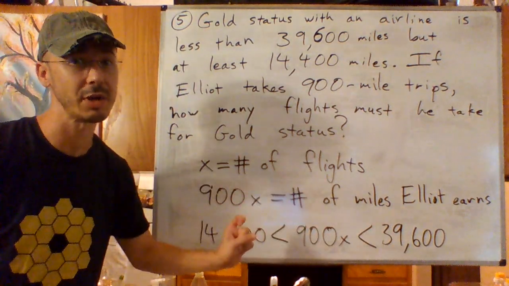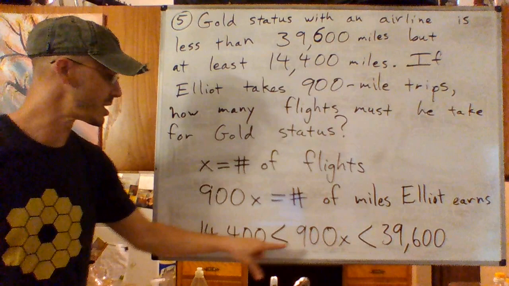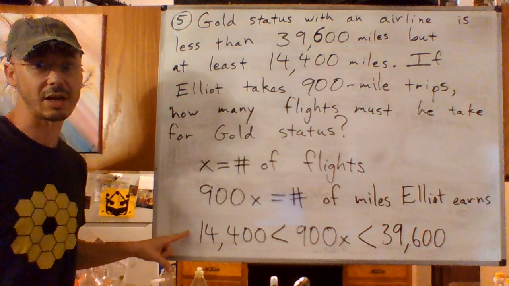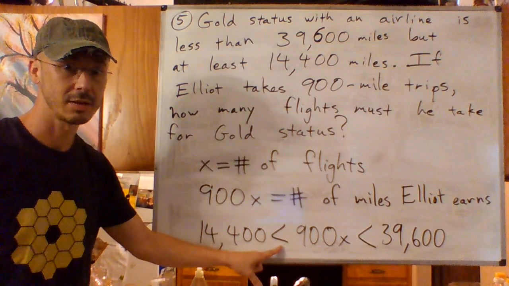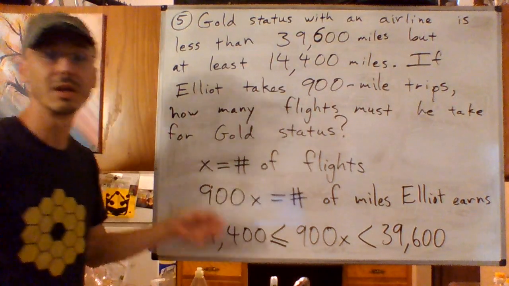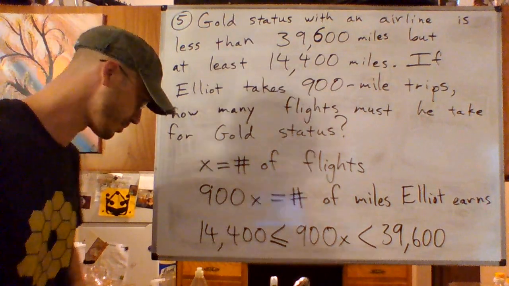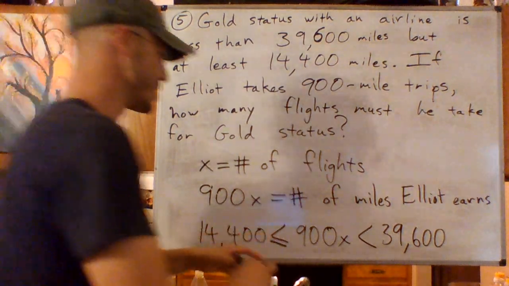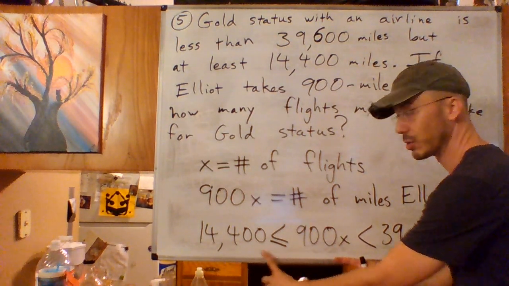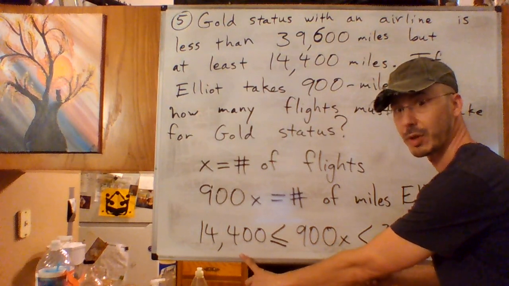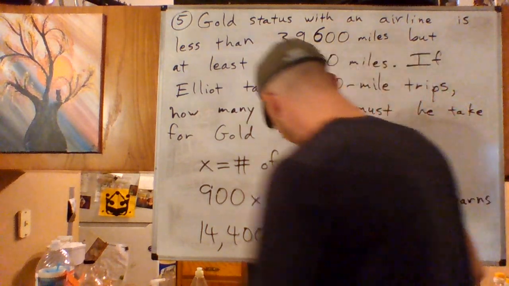Now there's one thing I want to change about this, because it really does say less than 39,600, but it says at least 14,400, and it does not mean that it shouldn't be a less than there. It means less than or equal to. Actually, now what this is, the number of miles is greater than or equal to 14,400. At least means greater than or equal to is the point there.